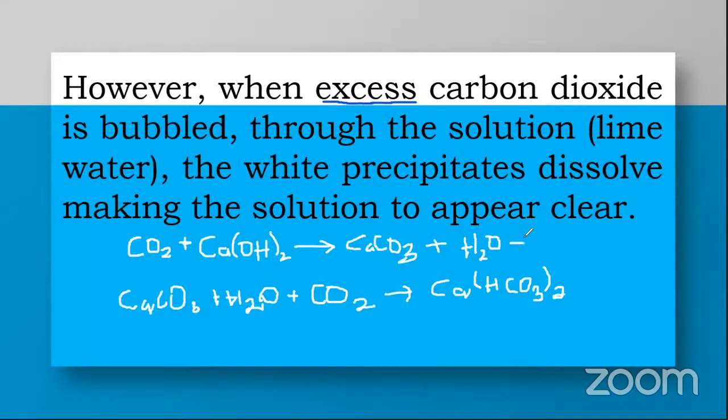So here we are having less carbon dioxide. Then here we are having excess carbon dioxide. So the second equation is the continuation from the first equation.